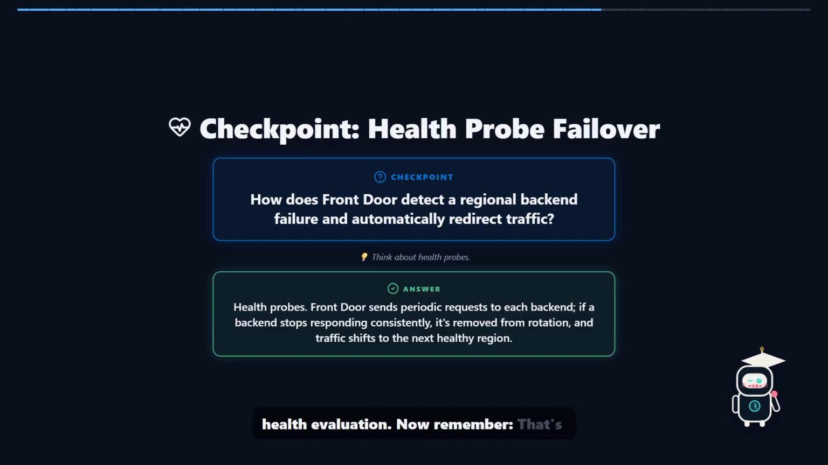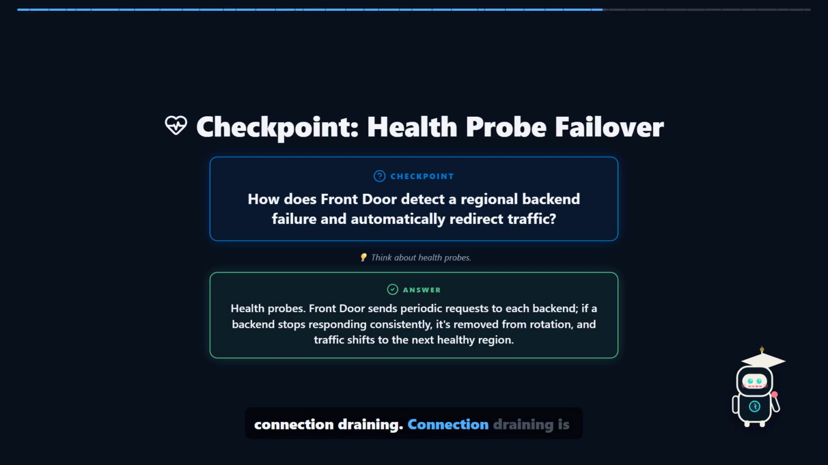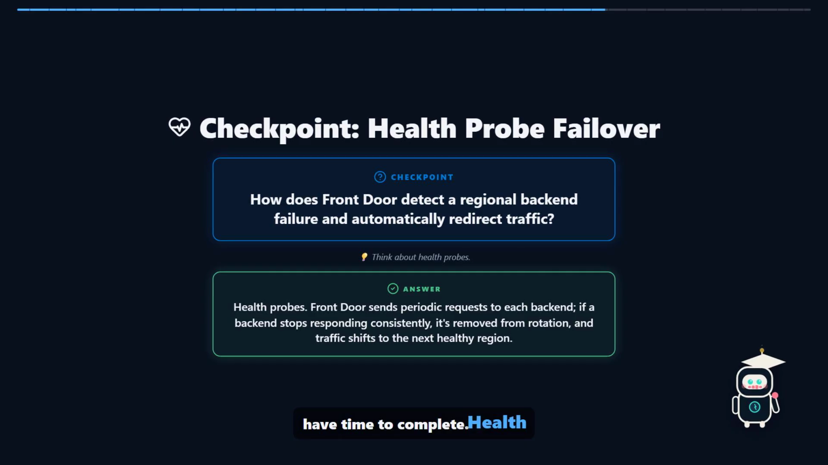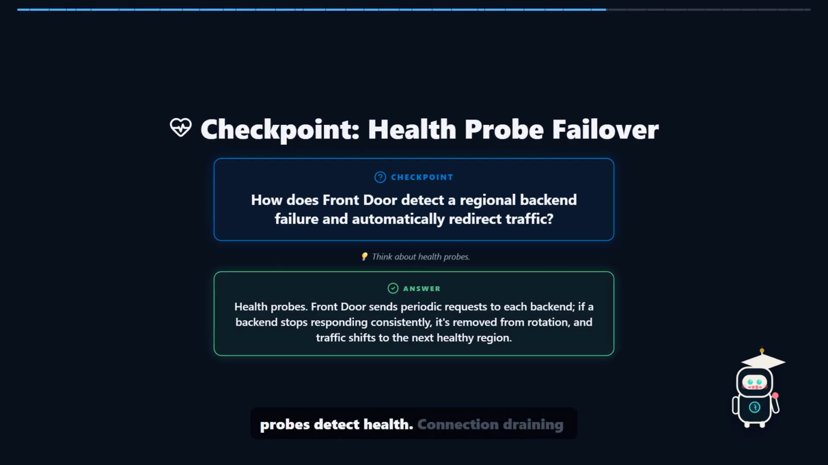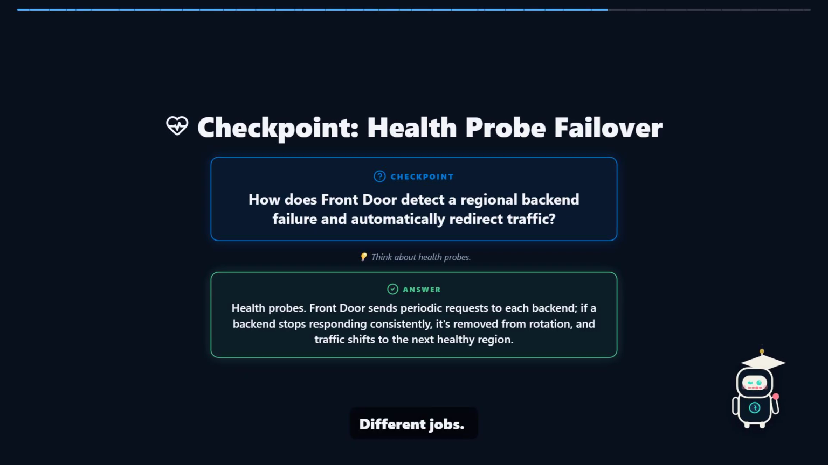Now remember, that's not the same thing as connection draining. Connection draining is used when a backend is being removed or updated and you want existing connections to have time to complete. Health probes detect health. Connection draining supports graceful removal. Different tools, different jobs.